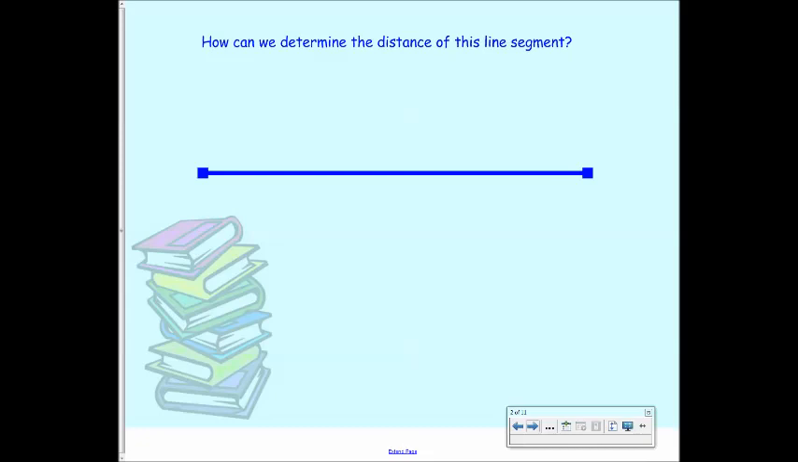You might need a ruler. Okay, that would be one way to do it. Good. Maybe even a yardstick because it's kind of long, right? Okay, measuring tape, some type of measuring tool, right? Because I haven't given you any other information. All I've told you is, here's this line segment, find the distance of it. What if I gave you this?